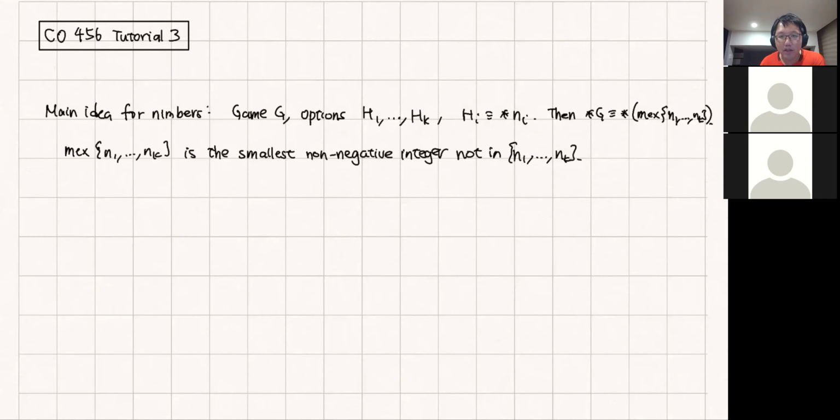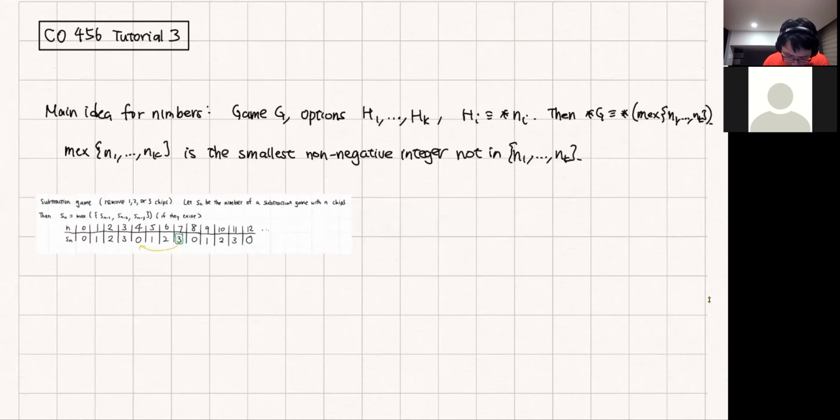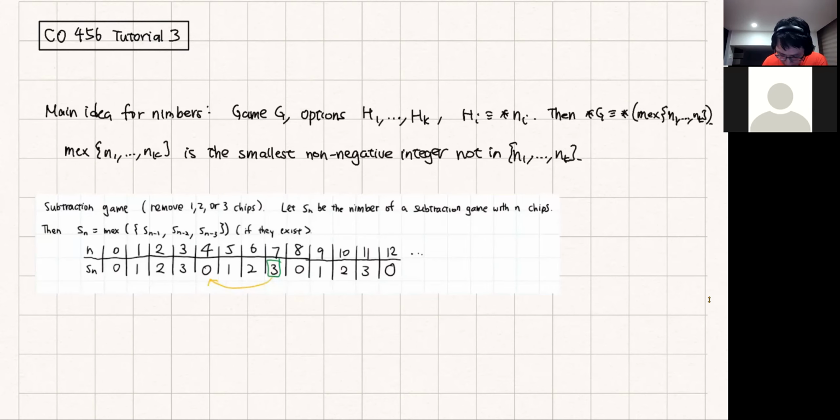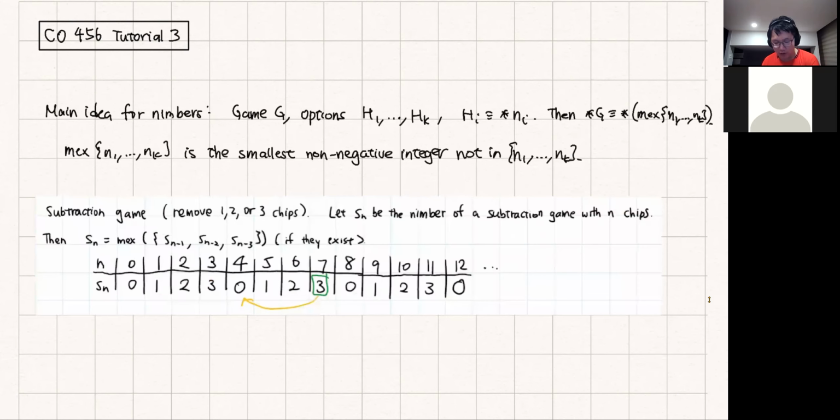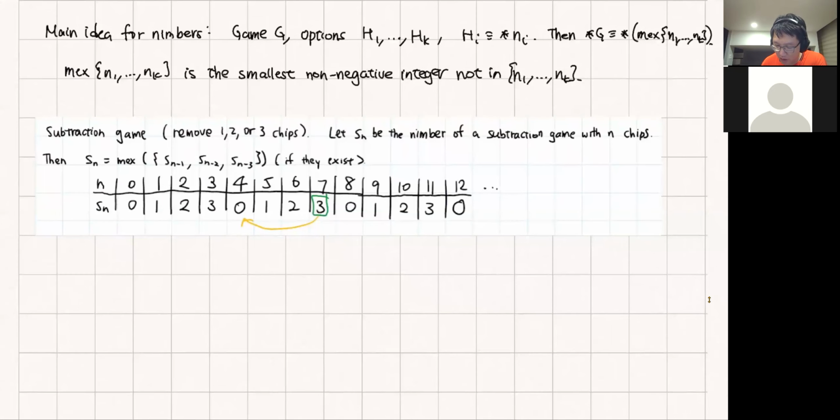So that is how you would find the numbers of an arbitrary game. Let's start with the example from class. Somebody asked for the subtraction game, so we will look at the subtraction game. In the subtraction game, you have a bunch of chips, and on your turn, you're supposed to remove 1, 2, or 3 chips, and the first person to have no moves will lose.